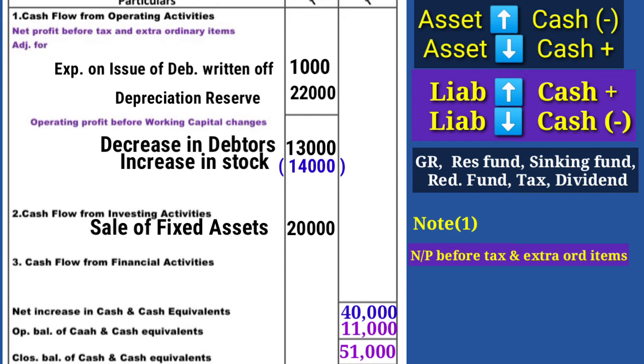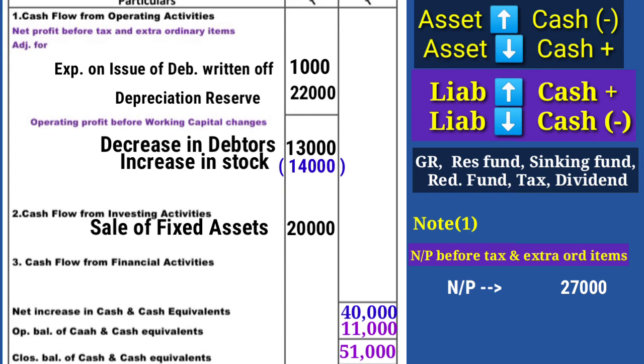Here net profit is the difference in the profit and loss account. 2011 is 45,000 and 2012 is 72,000, so 27,000 increased. So what is the rule? This profit and loss account is on the liability side. When liability increases, cash balance also increases. So plus 27,000. Then the next item, general reserve: 2011 60,000 and 2012 40,000.